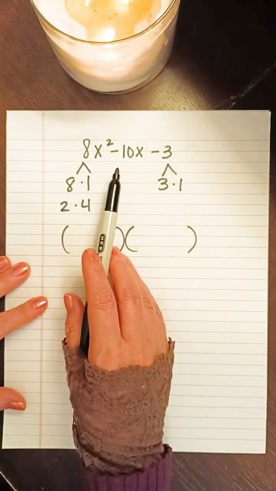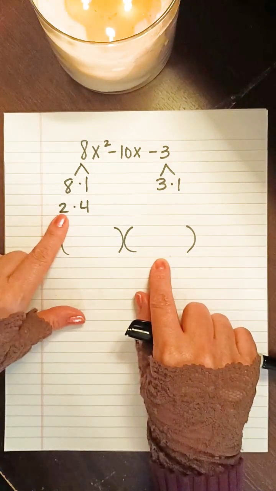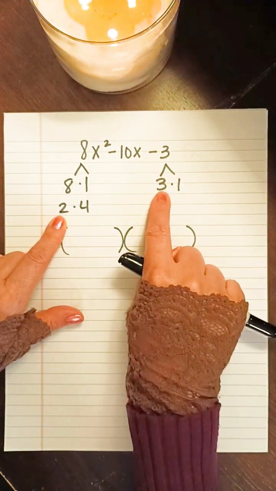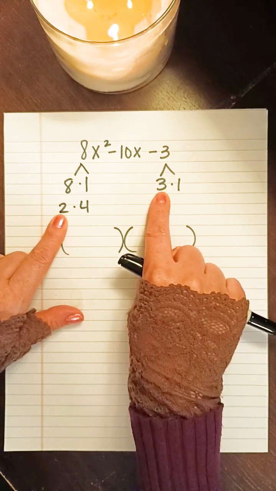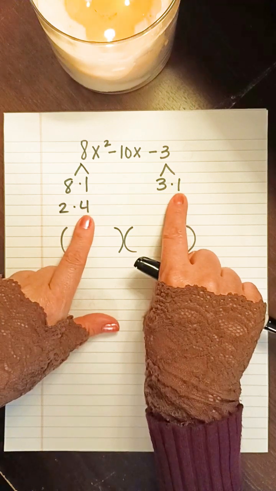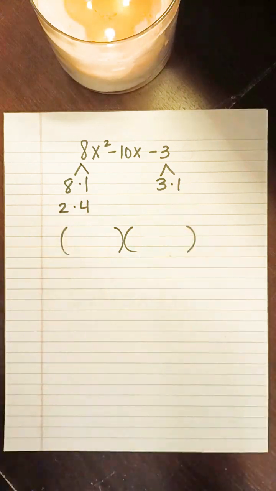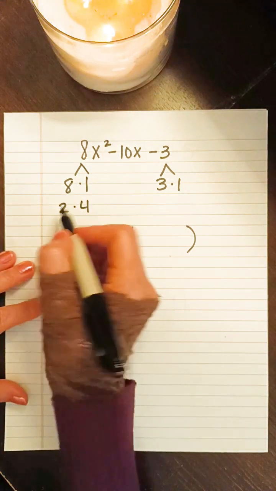So I want to get a 10. Let's see. So again, I just take the first number from here and the first number from here. First factors. Multiply them, I get a 6. 2 times 3 is 6. And then the remaining two factors that didn't get multiplied, I multiply those. 4 times 1 is 4. So I have 6 and 4. So 6 plus 4 is 10. 6 minus 4 isn't 10, but 6 plus 4 is 10. So we got our 10.